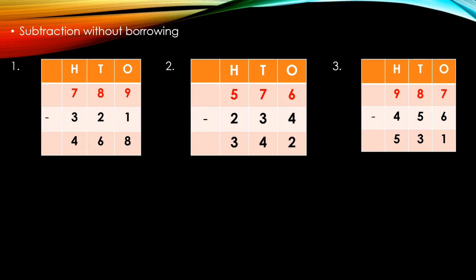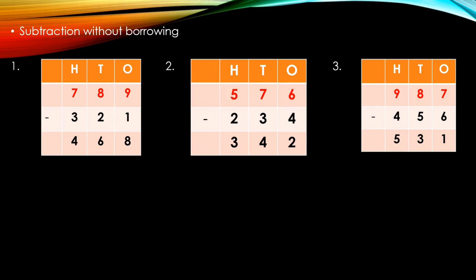It means whenever we want to solve a subtraction problem, always keep in mind that the larger number we write on the upside, and the number we have to subtract from it, the smaller number, we always write below it. The larger number is always on top and the smaller number must be below the larger number. Then only can we subtract the numbers without borrowing.